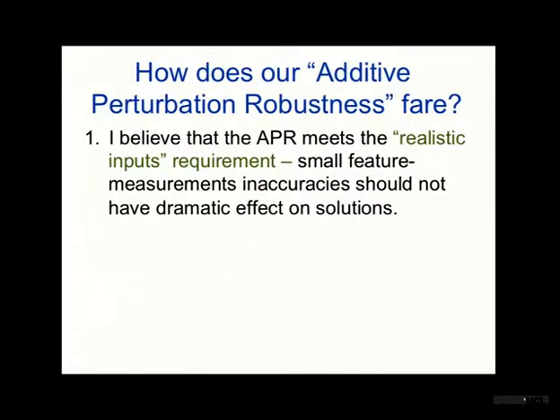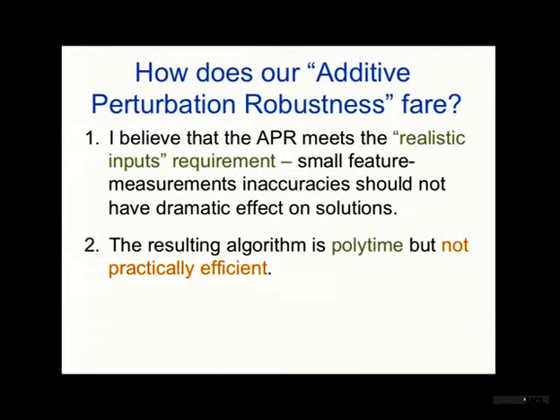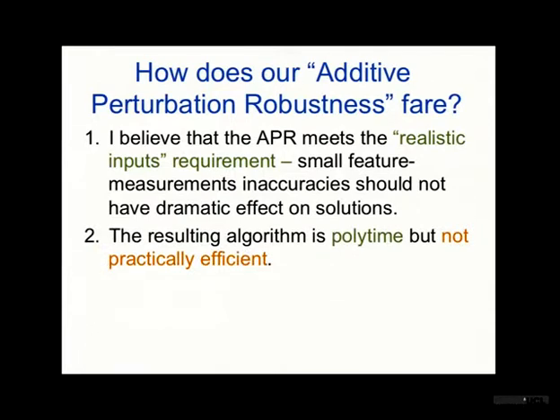I do believe that my additive perturbation robustness meets the realistic input requirement. I tried to explain it to you before, and I'm sufficiently convinced that it's a good notion in that respect. In terms of whether it gives you efficient runtime, it is polynomial, but it's not practically efficient. Because we have this exponential dependence on the robustness parameter, when we try to run it in practice, it's too much. So it's polynomial time, but a bad polynomial time. So this satisfies only halfway.